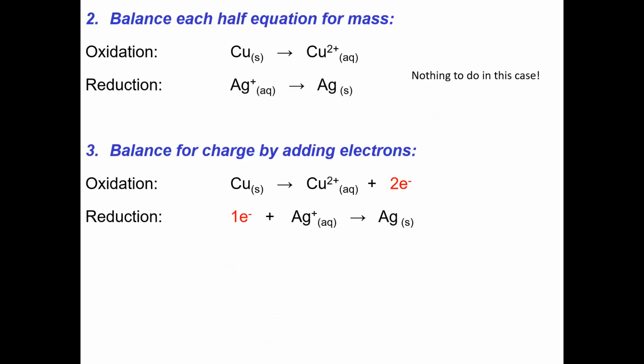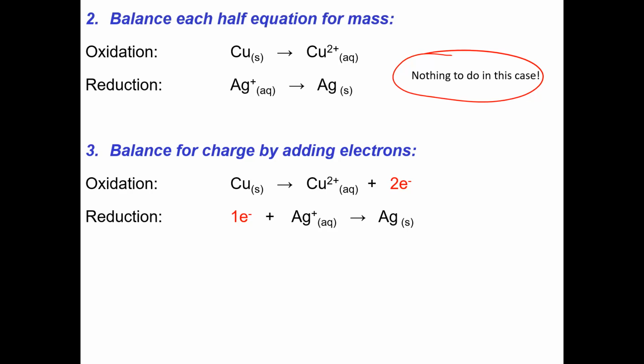Our next step is to balance each half equation for mass. Now, when I look at these half equations in this case, it's really simple because each half equation is already balanced. In my first half equation, I have 1 copper on each side, and in my second one, I have 1 silver on each side. So in this case, particularly easy, there's nothing to do.